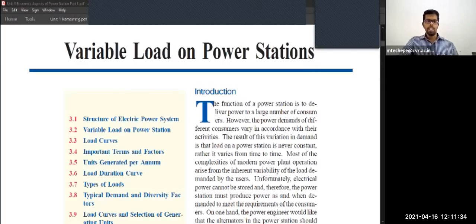Today we are going to see about the load curve and load duration curve. How are we going to plot the load curve and load duration curve? What is the use of these two curves, and how to calculate the number and size of generating units? All this we are going to see.